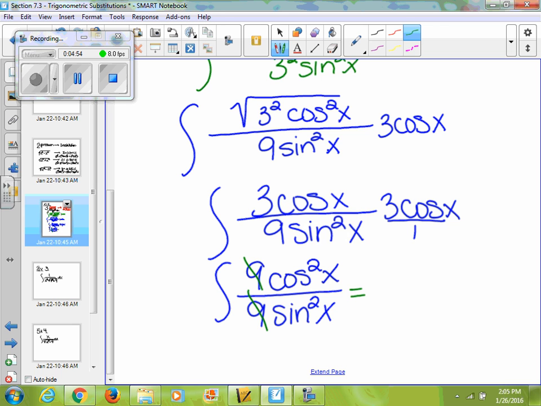So then we cancel out the 9s. And what do we know about cosine over sine? What is that equal to? Cotangent. Tangent is sine over cosine, so cosine over sine is cotangent. So this is cotangent squared.